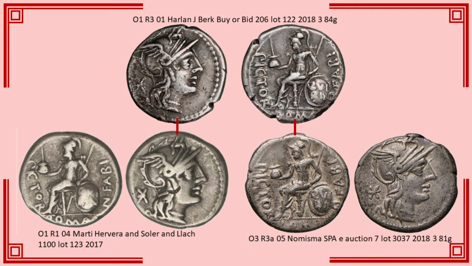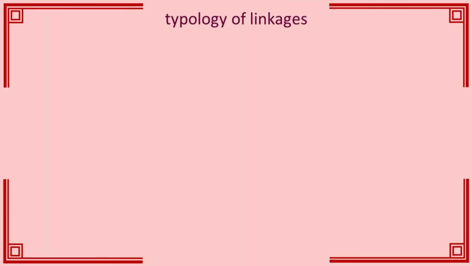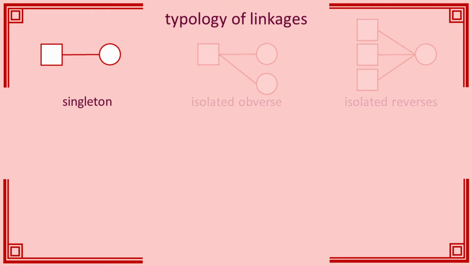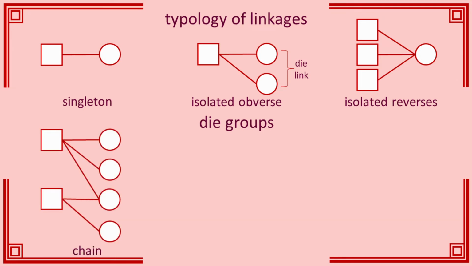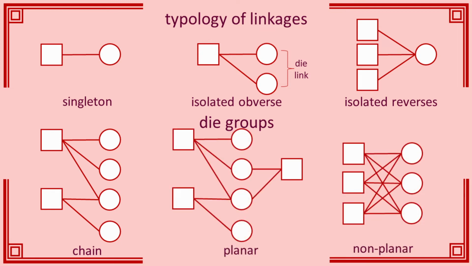Have I explained the typology of inter-die complexity? I feel if I haven't, I should have done. Any connected group of dies is a linkage. The simplest linkage consists simply of a single die combination, a singleton. A little more complex are isolated obverses and reverses, which have die links. And then of course we have the die groups, where there are die links between both obverses and reverses. The simplest of these are chains, but more complex arrangements are possible, both planar and non-planar. And when authors like Crawford talk about a die box, it is these they are referring to.